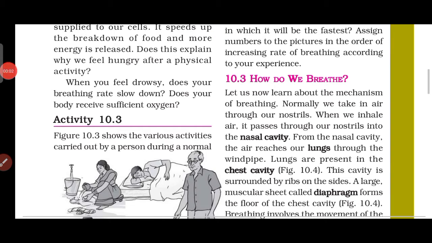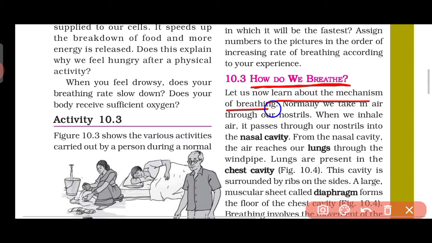So dear students, our next topic is how do we breathe? Here we are going to explain the mechanism by which we humans take in and breathe out the air. Okay? So let us see. Let us study the mechanism of breathing, or let us say the mechanism of respiration for humans. Let us now learn about the mechanism of breathing.